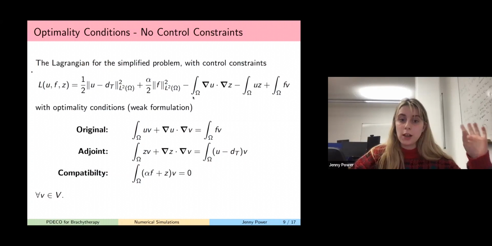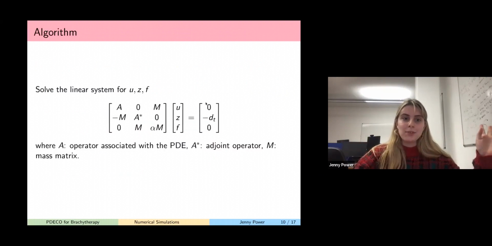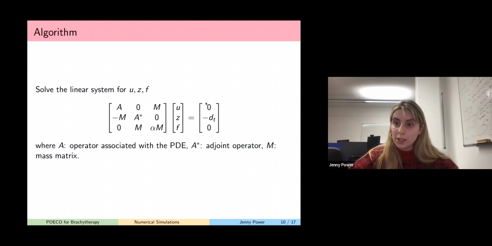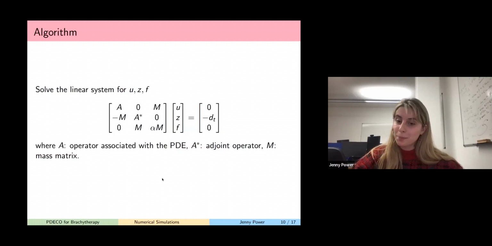So this is our Lagrangian functional, and we have our three optimality conditions here posed weakly. So you can see, we have a linear system. For solving this, we simply solve a linear system for U, Z, and F. Okay, A here is our operator that's associated with our forward PDE. A star is the adjoint operator for that same PDE, but for the adjoint equation. And M here is a mass matrix, which takes into account the L2 inner products that we have from, let's say, FV here, and our third compatibility equation also. So this is lovely and nice. We just solve this linear system.